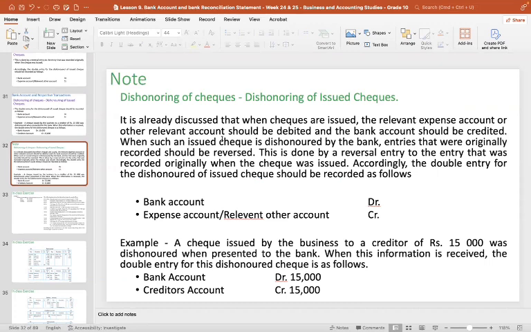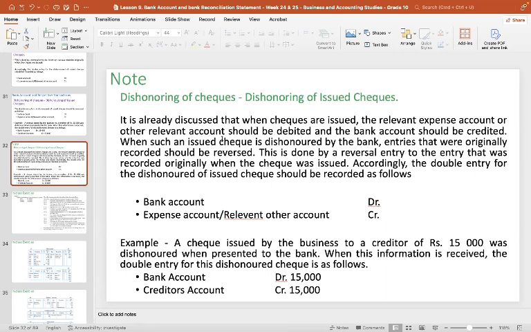It is already discussed that when checks are issued, the relevant expense account or other relevant account should be debited and bank account should be credited. When such an issued check is dishonored by the bank, entries that were originally recorded should be reversed. This is done by a reversal entry to the entry that was recorded originally when the check was issued. Accordingly, the double entry for the dishonored issued check should be recorded as follows. Bank account debit, expenses account or relevant other account credit.